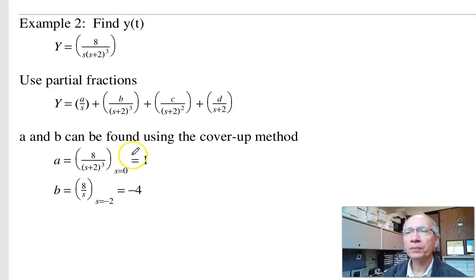Let's do another one. If I have 8 over s plus 2 cubed, I'm going to have something over s plus 2 cubed, s plus 2 squared, s plus 2. Solve for a, b, c, and d. Again, a I can find using the cover-up method. Plug in s equals 0, and I get 1. Plug in s equals minus 2, cover up this term, I get b. C and d I have to work for.